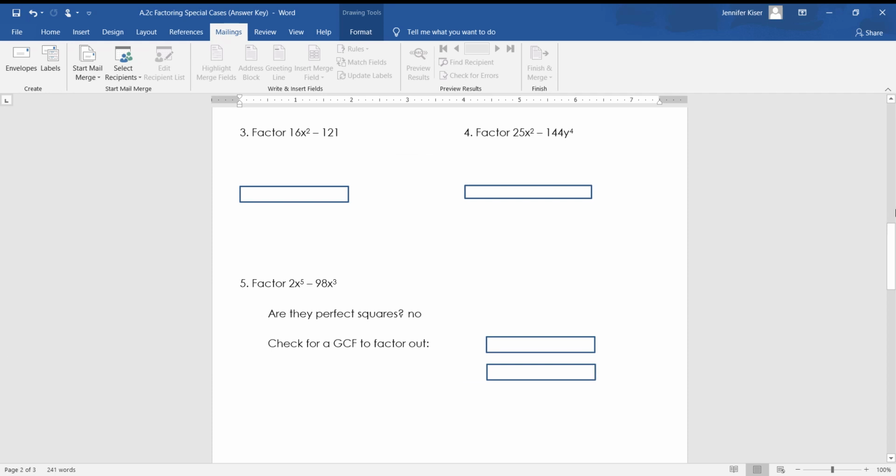And then for the next one here, 16x squared minus 121. The only thing that goes into 121 would be 11 and itself, and neither of those go into 16. So there's nothing you can factor out first there. For this one, you can just check and make sure both of these are perfect squares and they're subtracting here. So both are perfect squares. The square root of 16x squared would be 4x and the square root of 121 would be 11. So you now have 4x plus 11 and then 4x minus 11, because you'll need one of each there.